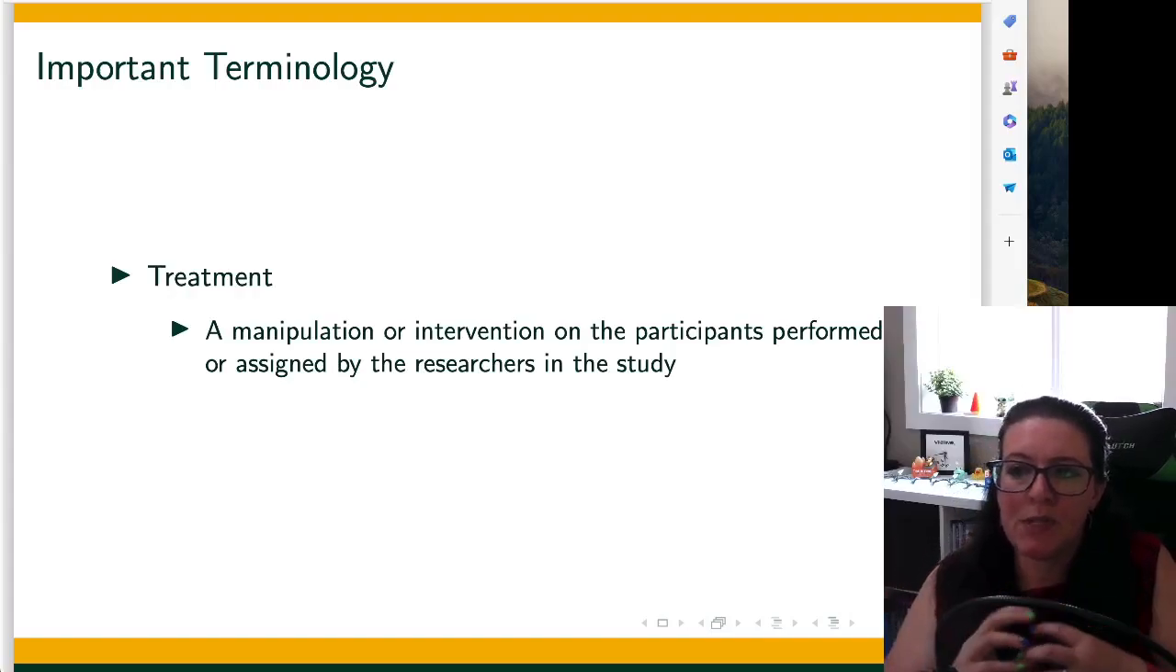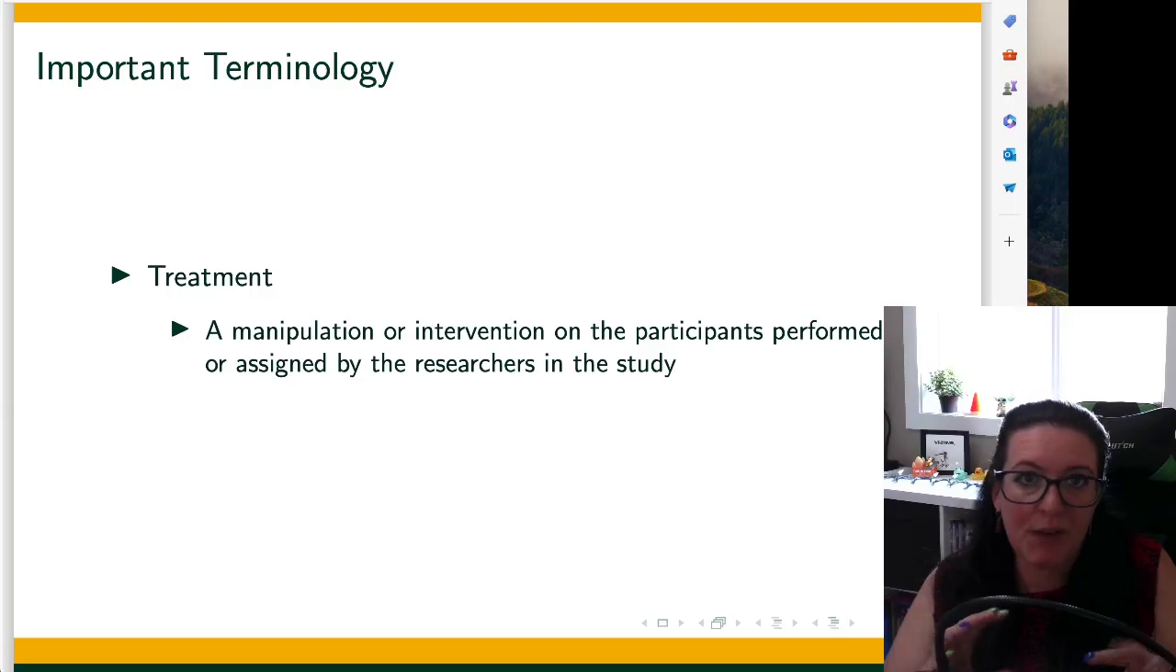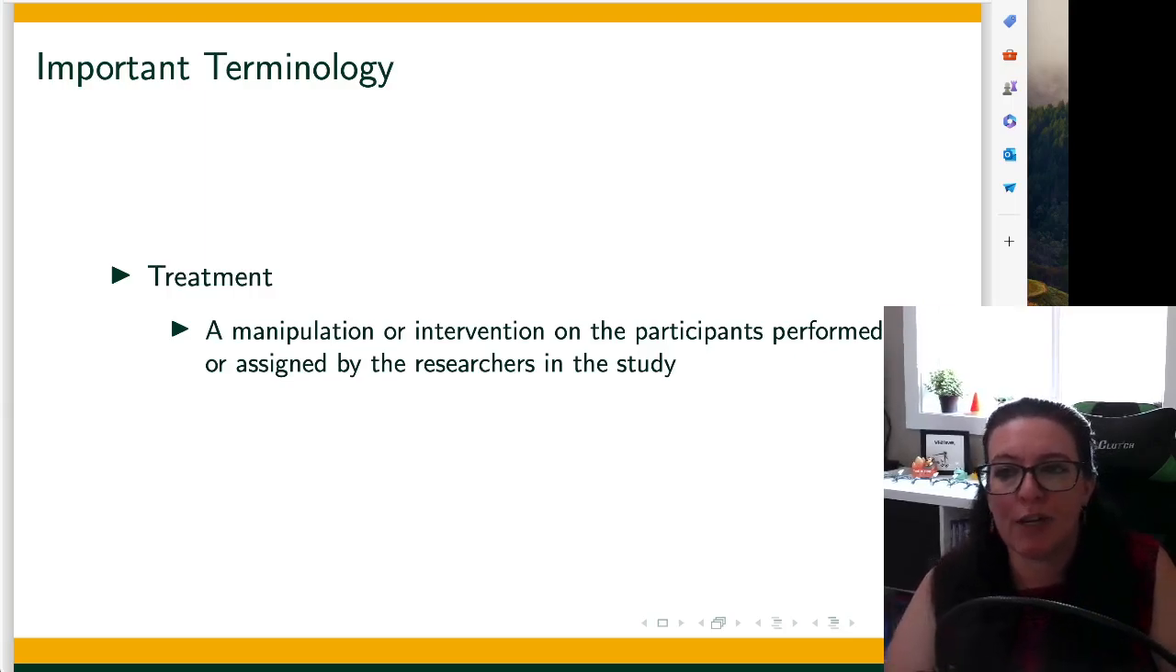Before we get into detail in terms of that observational research and experimentation, let's talk about some key terminology. So let's start first with the term treatment. The term treatment is a manipulation or intervention on the participants performed or assigned by the researcher in the study.